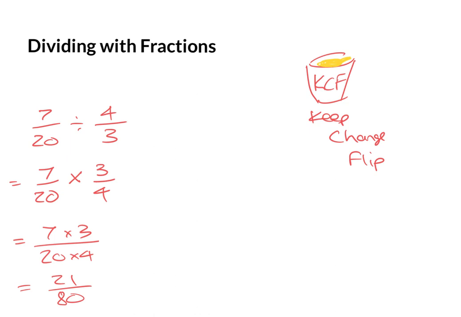Just to go through it again. It's keep, change, flip. It's like a KFC that's gone a little bit wrong. It's a bit messed up. We keep the first thing. Here it's a fraction, so we leave it the same. Do not change that. You change the sign, though, from divide to multiply. And you flip the second fraction upside down. You've created a multiplication, and then it's just the same as all multiplications of fractions. Multiply the tops, and multiply the bottoms, okay? And that's how these ones work.